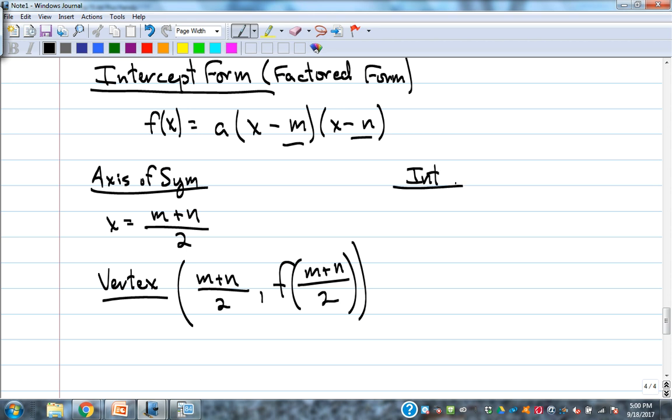The intercepts, still, same idea for a y-intercept. What are you doing? Plug in what for x? 0.